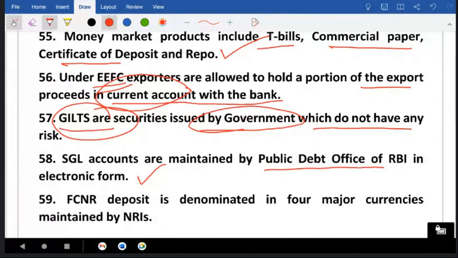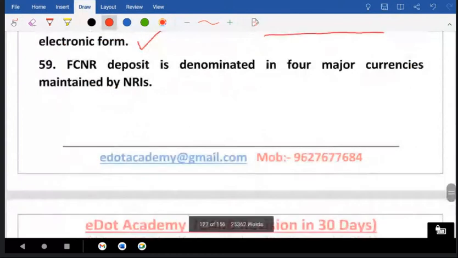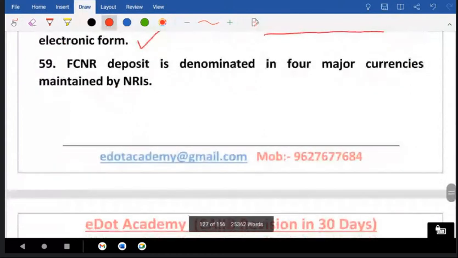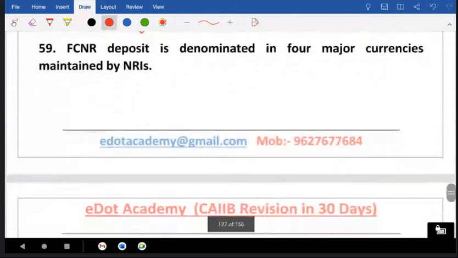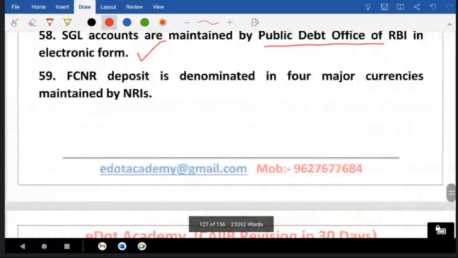Next, FCNR deposit is denominated in 4 major currencies and maintained by NRIs. What is FCNR? Foreign Currency Non-Resident deposit. So we'll take one more unit here.